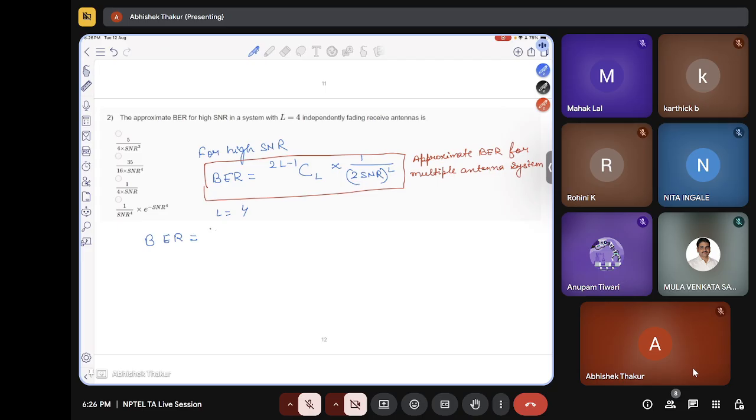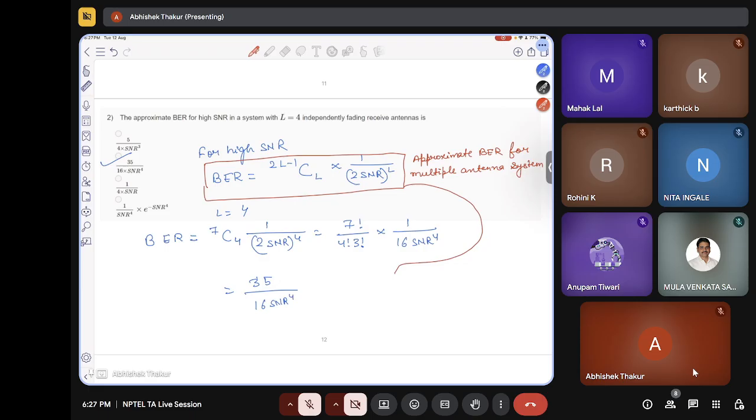So it will be 2L minus 1, that is 8 minus 1, 7C4 1 by 2 into SNR to the power of 4. So it will become 7 factorial by 4 factorial by 3 factorial into 1 by 16 SNR to the power of 4. That will become 5 into 6 into 7, then 6 and 6 will cancel. It will be 35 by 16 SNR to the power of 4. So option B is the correct answer.